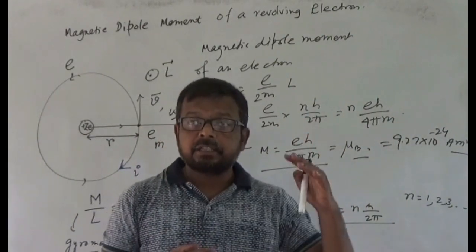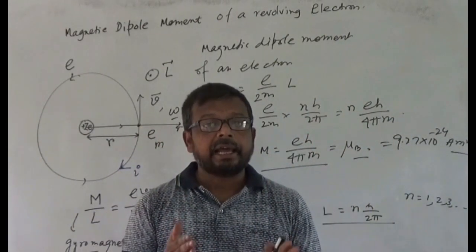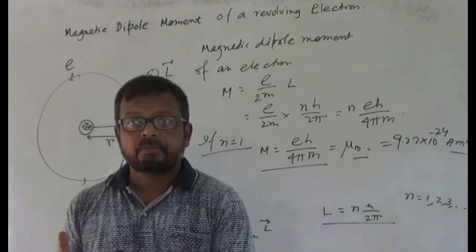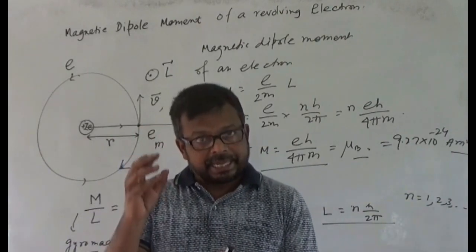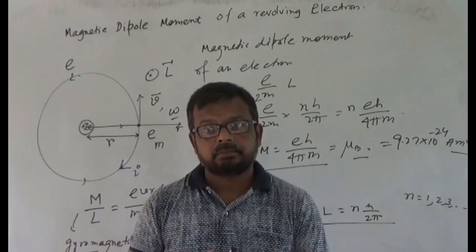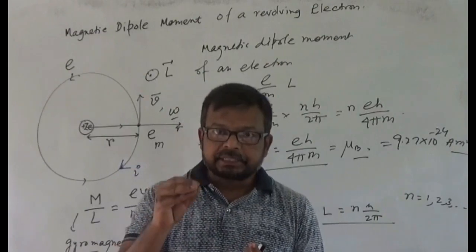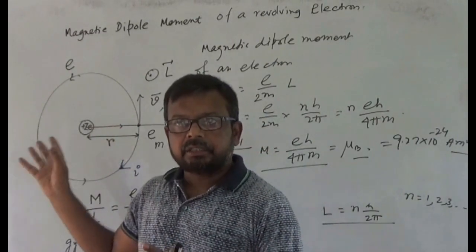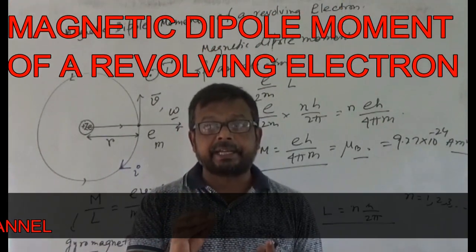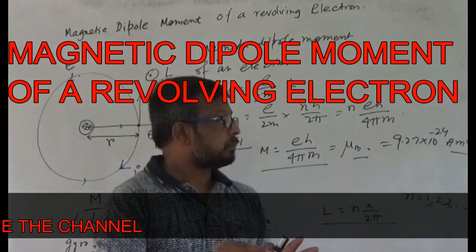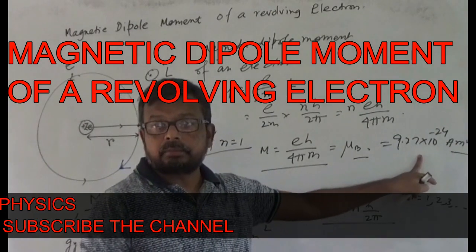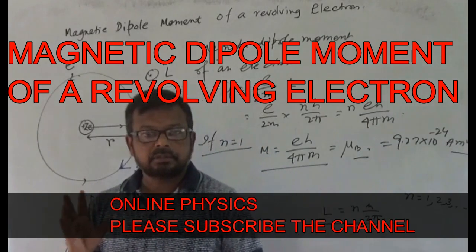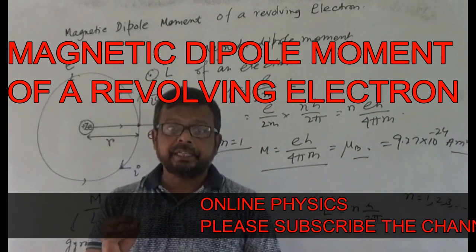Besides the orbital moment, the electron has an intrinsic magnetic moment also, which has a numerical value also. Besides the orbital moment, this is the orbital magnetic moment, right? The electron has an intrinsic magnetic moment, which has the same numerical value of Bohr Magneton. It is called the spin magnetic moment.